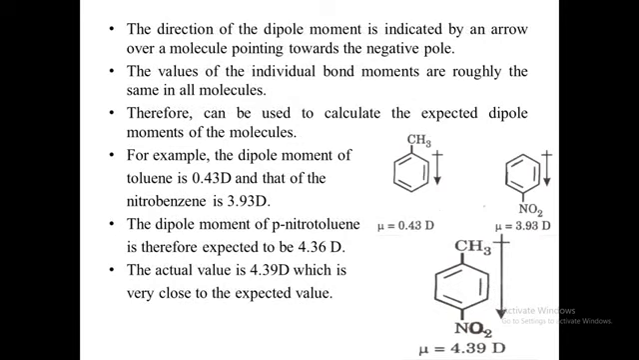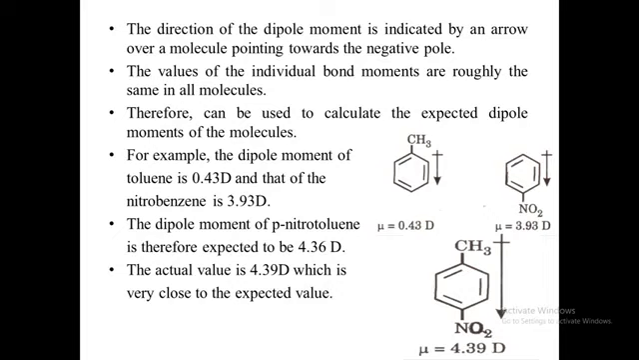The direction of the dipole moment is a vector quantity, indicated by an arrow over a molecule pointing toward the negative charge. The values of individual bond moments are roughly the same in all molecules. Individual bond moments can therefore be used to calculate the expected dipole moment of a molecule.